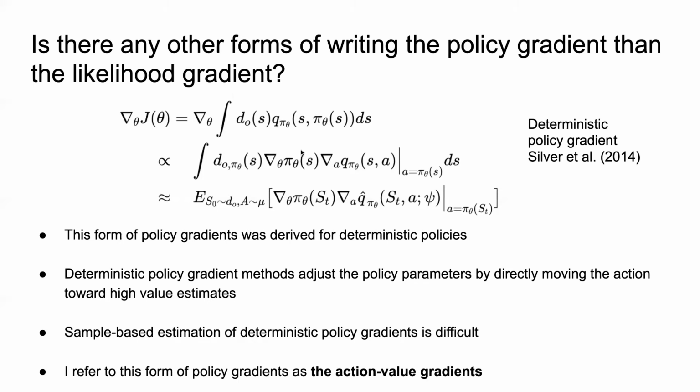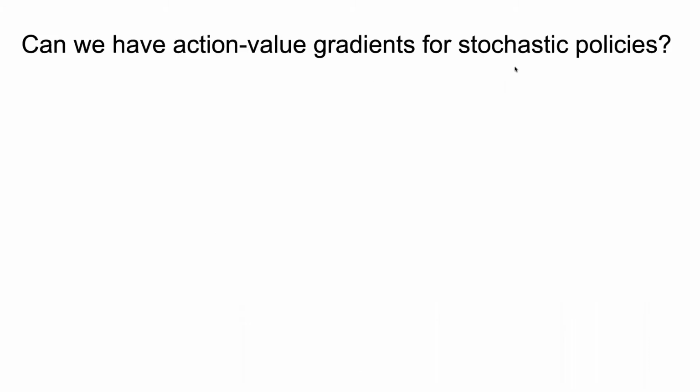All right. So this looks like a different way of writing the policy gradient. It cannot be subsumed by the original way. Now, it's so separate that it seems like it's for deterministic policies. A natural question would be, can we have action value gradients for stochastic policies?